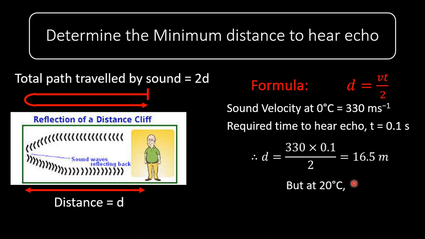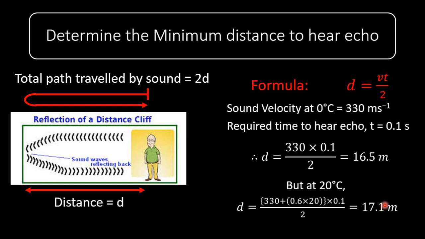But we know at 20 degrees Celsius temperature the sound velocity is not 330, it increases to 342 meter per second. So what will happen to the minimum distance to hear echo? The minimum distance to hear echo will also increase. So if we put the velocity as 342 meter per second, then we find the minimum distance to hear echo at 20 degrees Celsius as 17.1 meter.